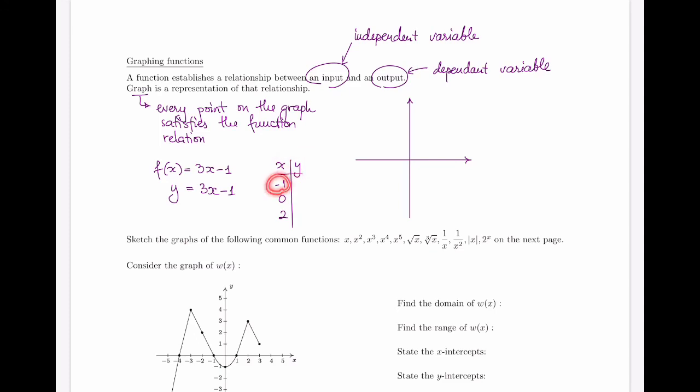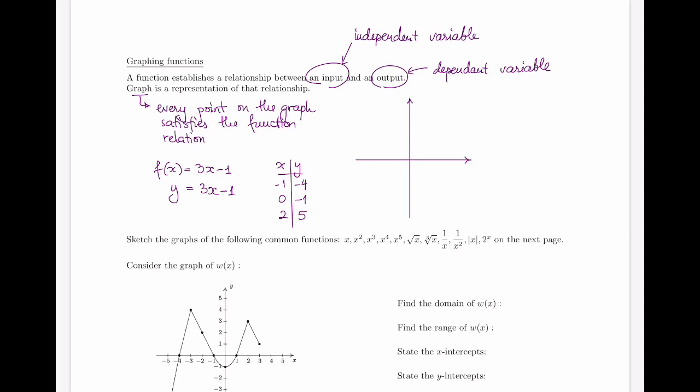So if x is -1, I plug it into here. I can compute the corresponding y value, which will be -4. If x is 0, I can plug it into here. I compute the corresponding y value. It's going to be -1. If x is 2, I can compute the corresponding y value. It will be 5.